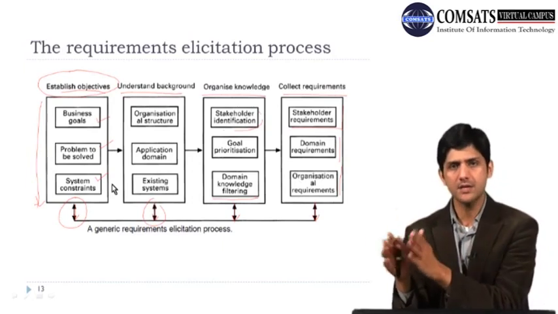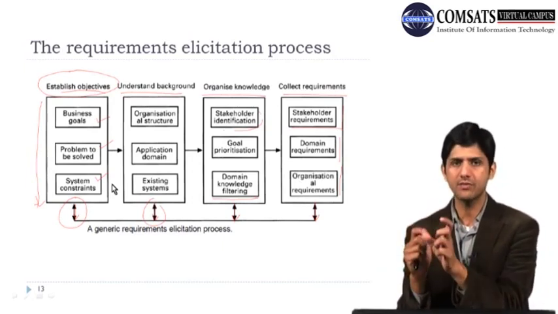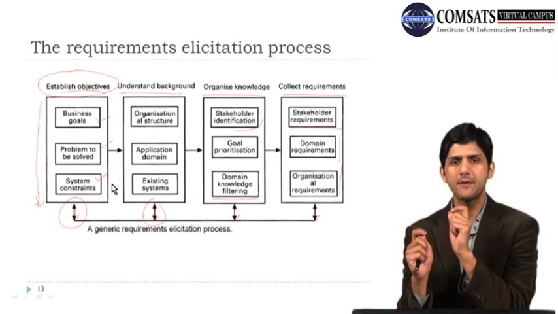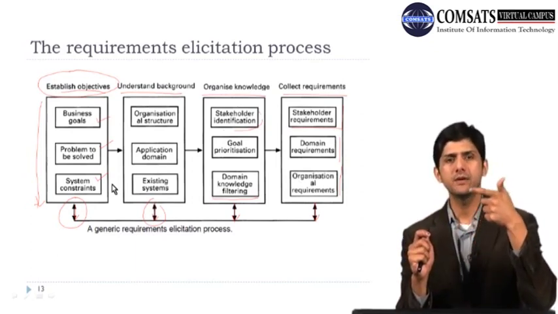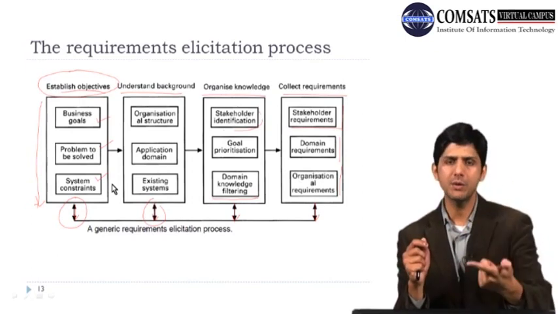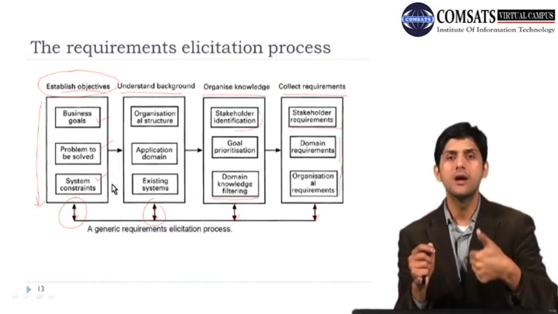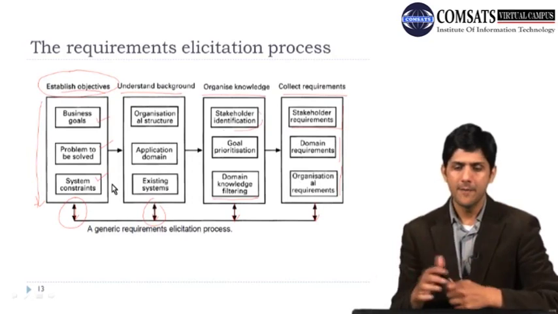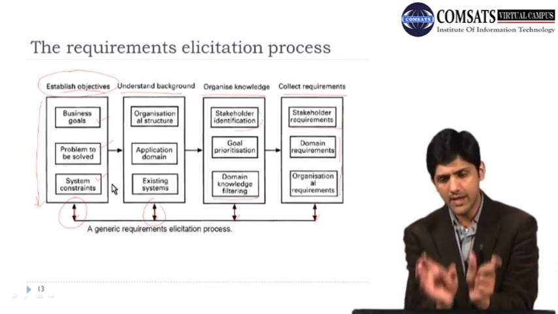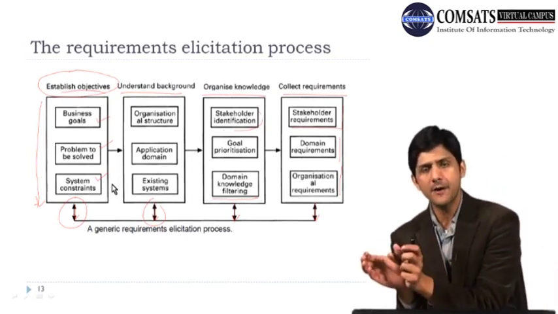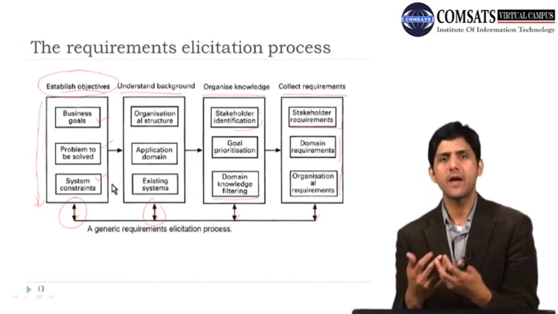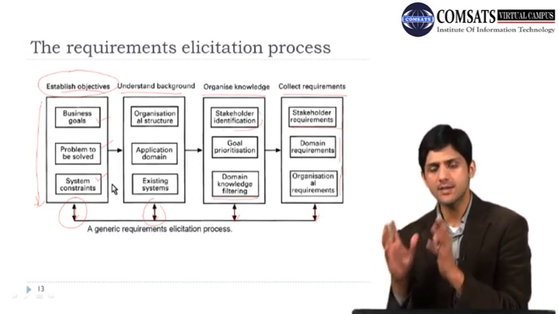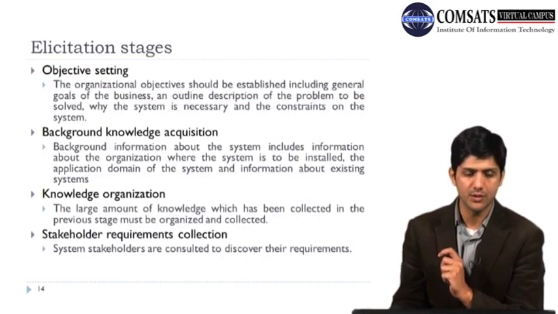And then comes the final stage where we start asking very specific questions from our stakeholders, and those questions not only include how the end user would want to use a particular system, but also domain specific questions. So elicitation is a stepwise process, and in each stage we gain more knowledge, and we organize ourselves to finally ask the specific questions from the stakeholders.